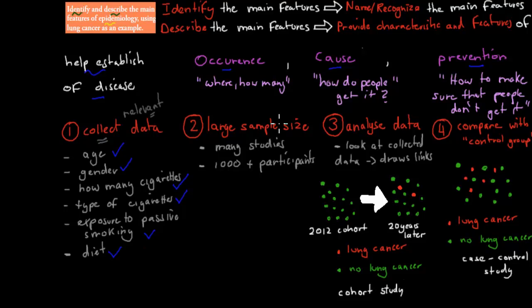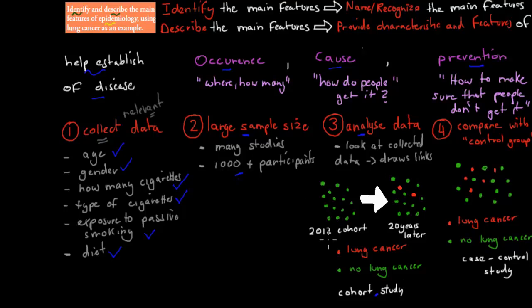We also want to make sure we have a large sample size. We want to have 1,000 plus participants if possible, and we want to have more than one study. Ideally, we'll have quite a few studies to make sure we can definitely link a certain cause to a certain disease. And then most importantly, we want to make sure we analyze the data we collect. One of the studies we do to analyze it is the cohort study. What I mean by analyze is we look at the data we collect and try to draw links between cause and effect. I'm going to talk about that in a second.